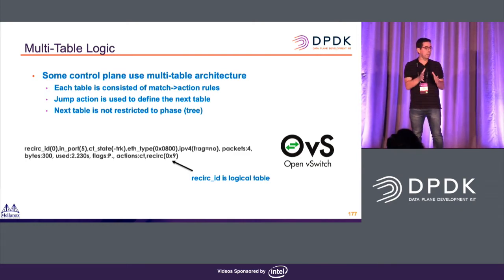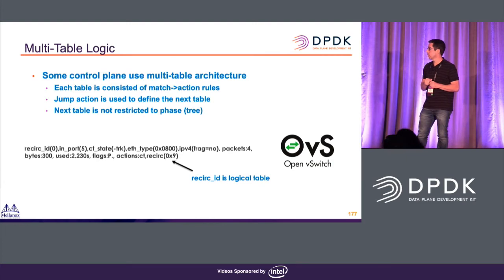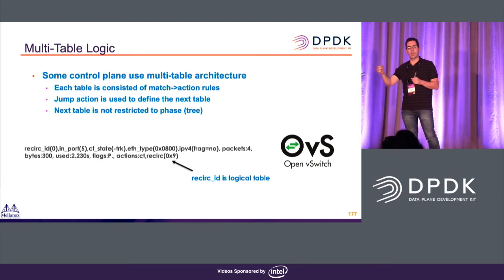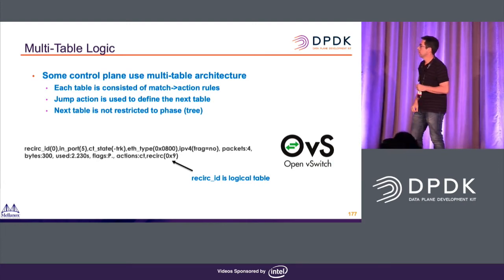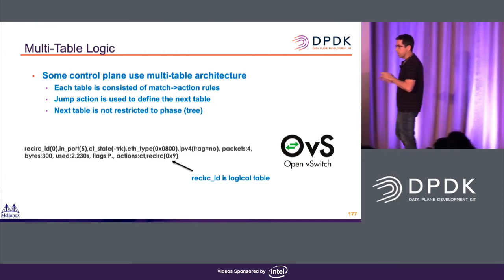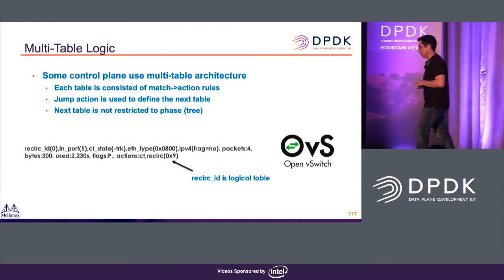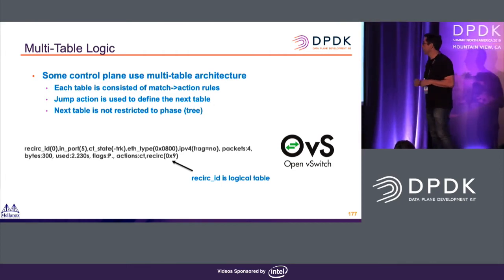Okay, you're doing what you do on the first table. The action can be, for example, change the MAC address, and then jump to table number 7. Here is an example for OVS. This is how OVS is working in software. In this case, you see a data plane flow.